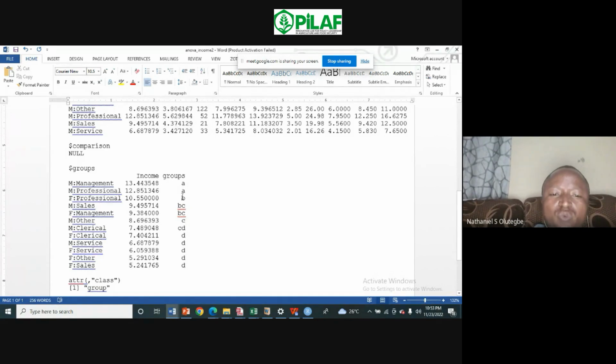So once you're able to master what this alphabet means, which means that if you have any group that carries the same alphabet with another group, that means they belong to the same category. They are not significantly higher than each other, at least at 5% level of significance. And so that's what this table is saying.